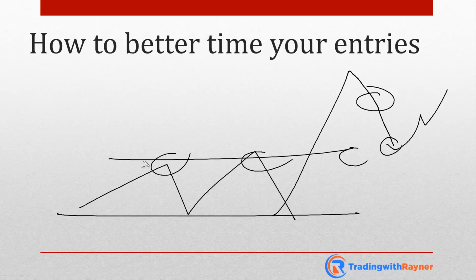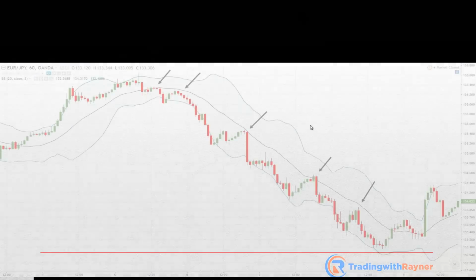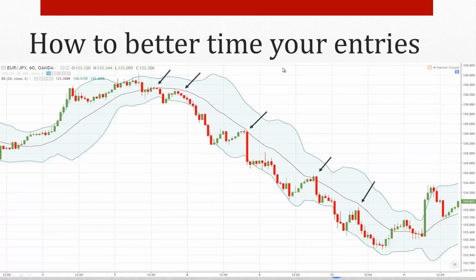Especially if the pullback doesn't retrace deep enough into this previous resistance turned support. So what you can do is use the Bollinger Band. In this case, if you recall, this over here is the 20 period moving average. And you see that when the market is trending, it tends to retest back this 20 period moving average before continuing lower, retest, then continue lower.